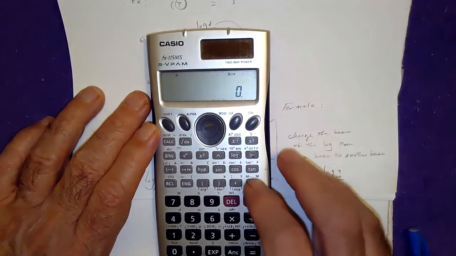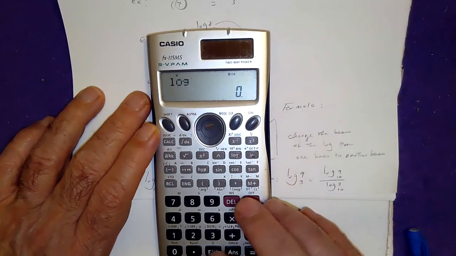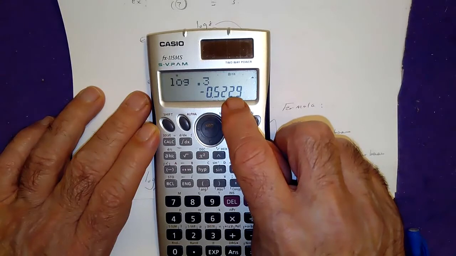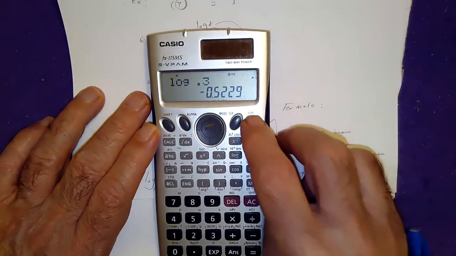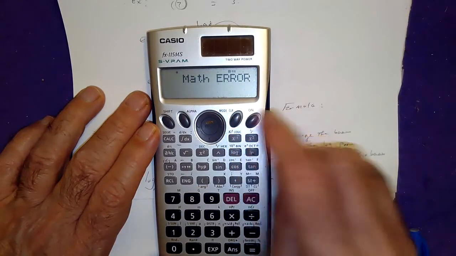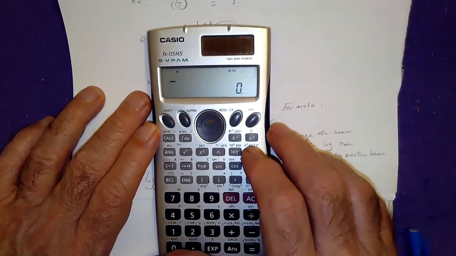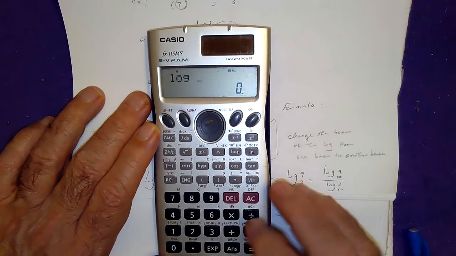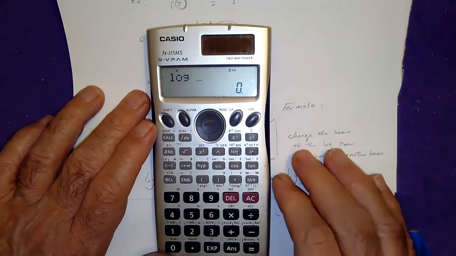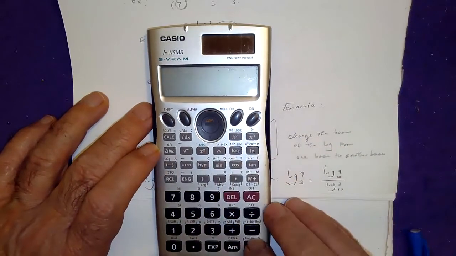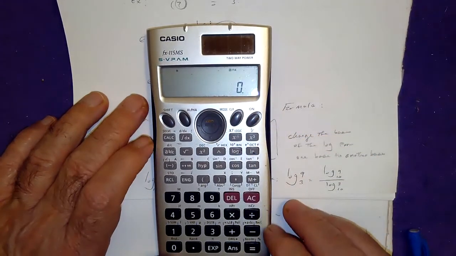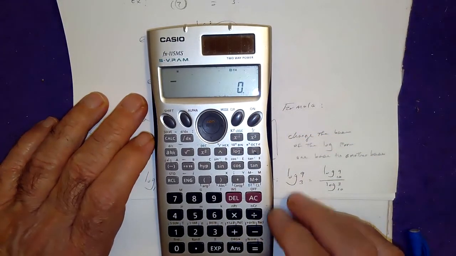How about log of, let's say, 0.3. The answer is negative 0.5229. Notice what happens if I go log of 0: undefined. How about log of, let's say, negative 4? Negative 4, undefined. Why? Because the logarand cannot be 0 nor negative, correct?